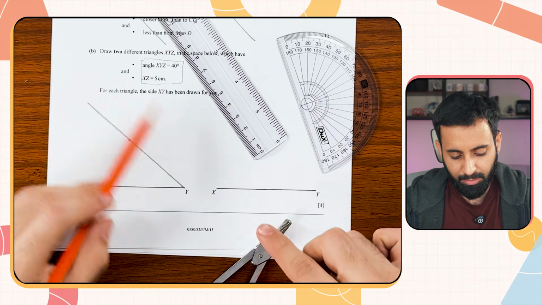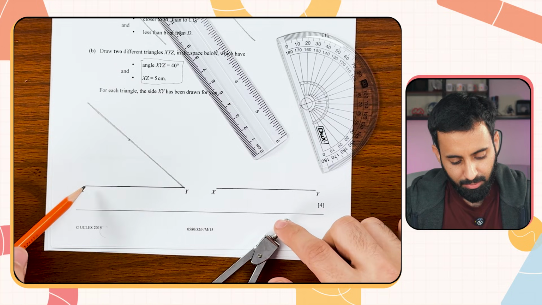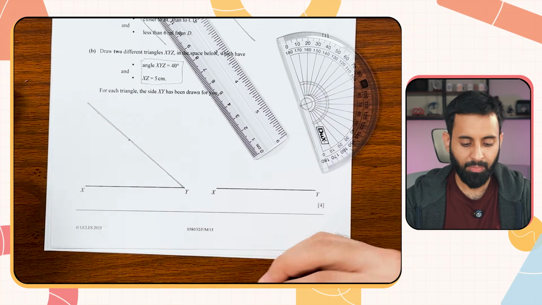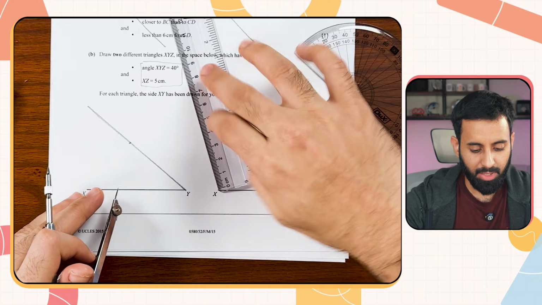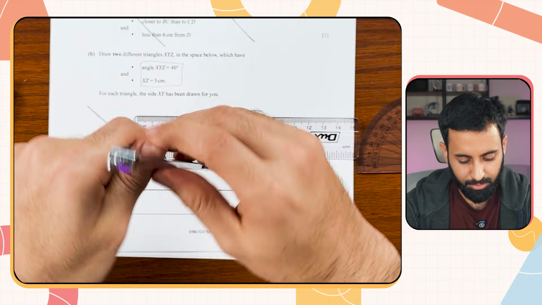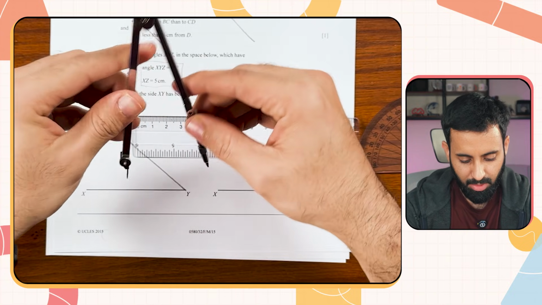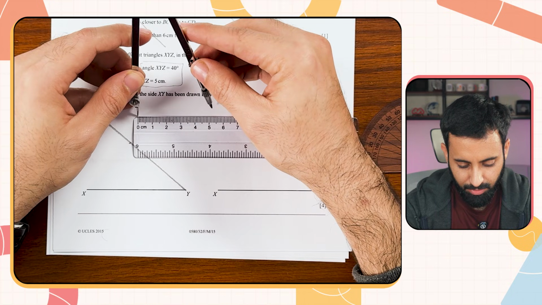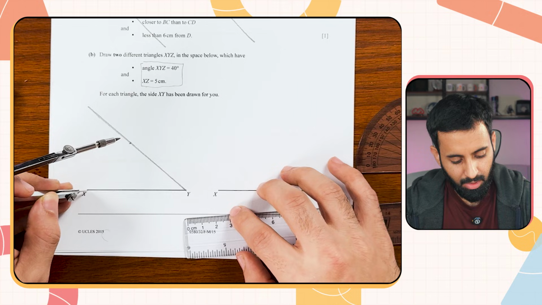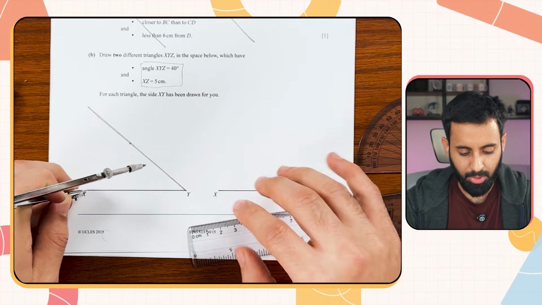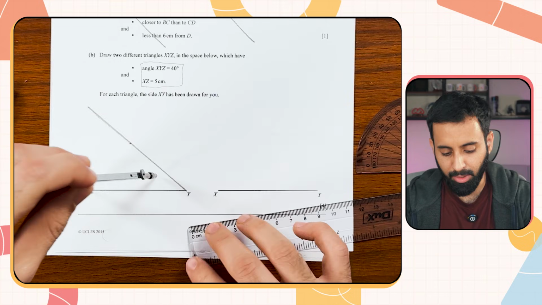I said earlier that we don't know the length. Actually, we don't. The length that we know is from X to Z. Here the question says that XZ equals 5 centimeters. Now, 5 centimeters means that we're going to open our compass to 5 centimeters and we're going to make an arc.